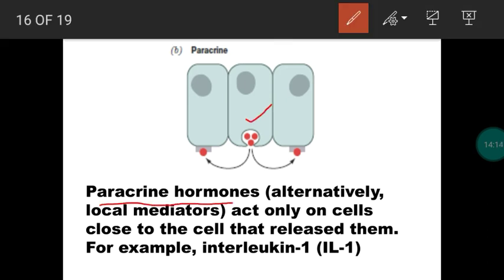So consider this one. So this cell produces the hormone, right? So the hormone will act on these two cells. So the cells which are very close to the hormone source, now this hormone is called paracrine hormone. So paracrine hormones are the hormones secreted by a cell which is close to the target cells. Example: interleukin 1.